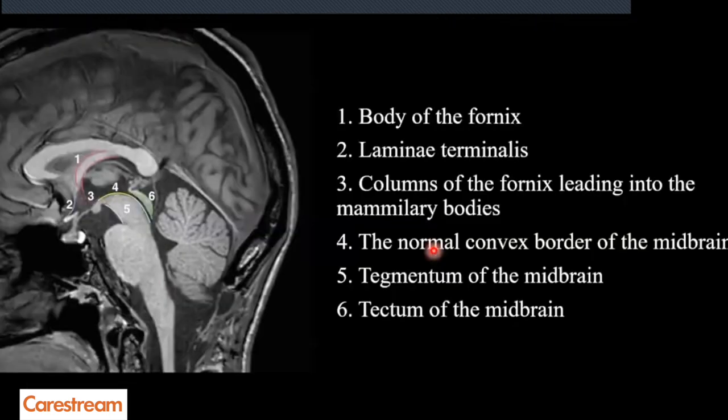Here we are seeing a few more structures. All of these are like revision to each other, so you can take it as a quick brush up for your anatomical knowledge. So your tectum, tegmentum, and this is the portion of your body of fornix, and this is the lamina terminalis.